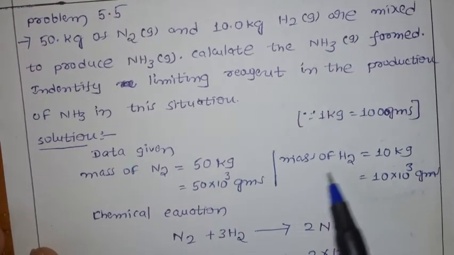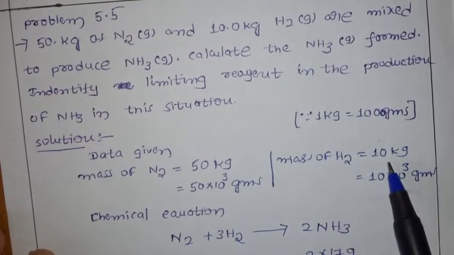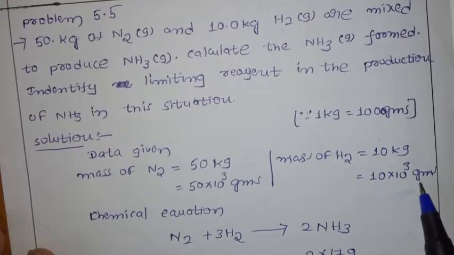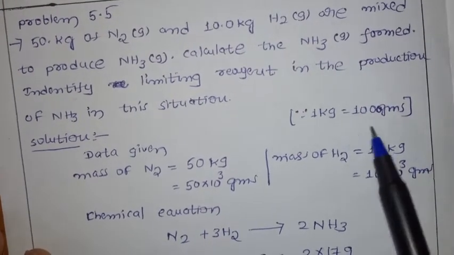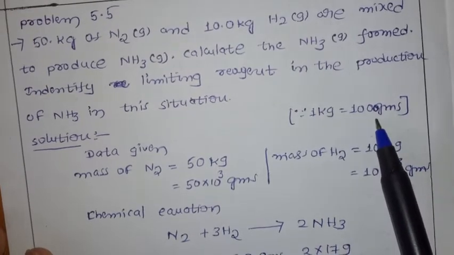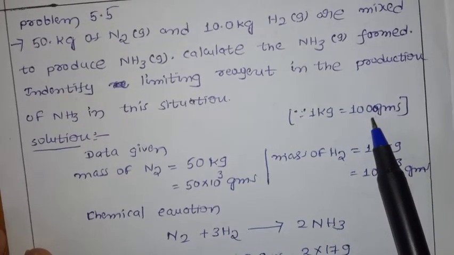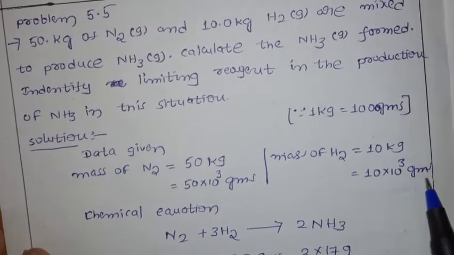Now again, what is given? Mass of hydrogen given. How much? That is 10 kg. So this kg is converted into grams, into 10 to the power of 3, because 1 kg equals 1000 grams, or you can write 10 to the power of 3 grams. So 10 into 10 to the power of 3 grams.